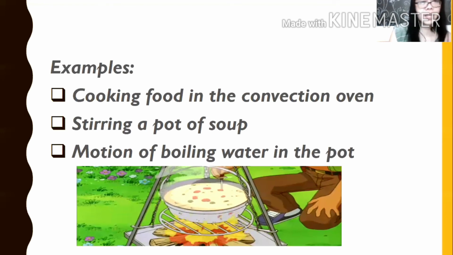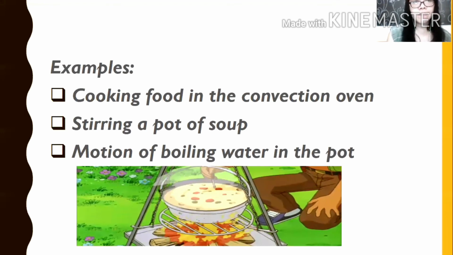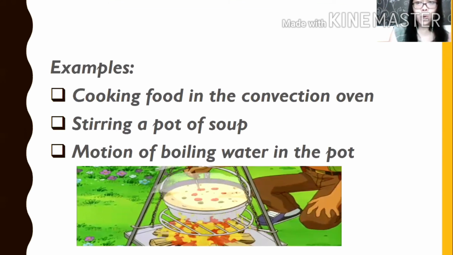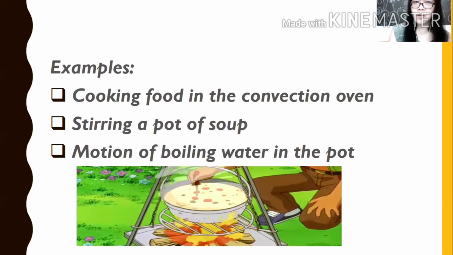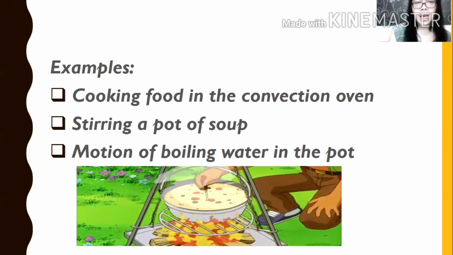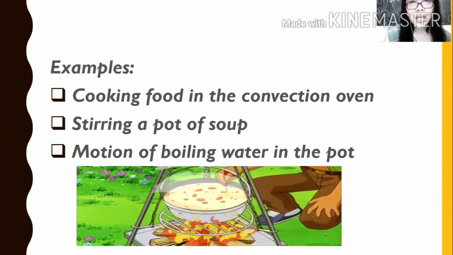So we have the following examples for the convection method. First, cooking food in the convection oven. We also have stirring a pot of soup and also the motion of boiling water in the pot.